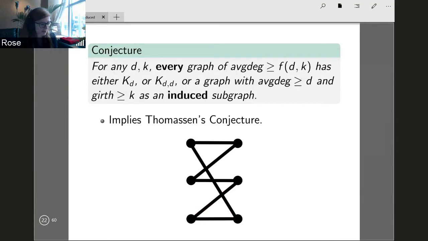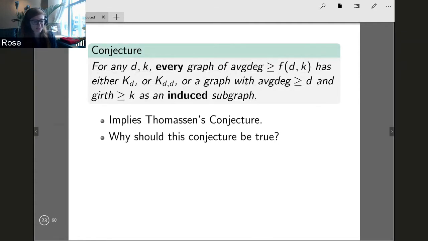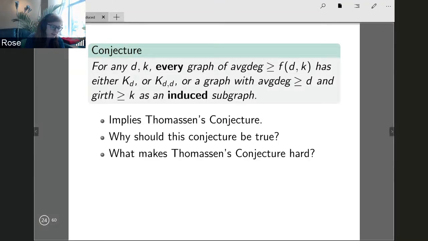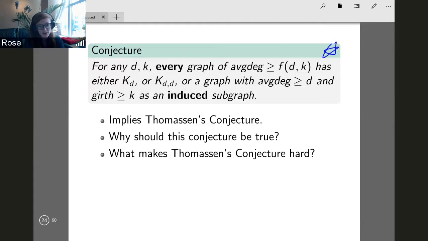That would work. And so there are two things I really want to focus on in this talk. The first thing is to try and convince you that this conjecture should actually be true. I think it's surprising. Whenever I started looking into this area, I didn't just immediately conjecture this. But I think that the evidence now is pretty good, in fact almost as good as the evidence for Thomassen's conjecture. And the second thing is I want to talk about what makes Thomassen's conjecture hard. In particular, I think that the fact that this is a conjecture says something about why Thomassen's conjecture is hard, but we'll see what I mean by that later.